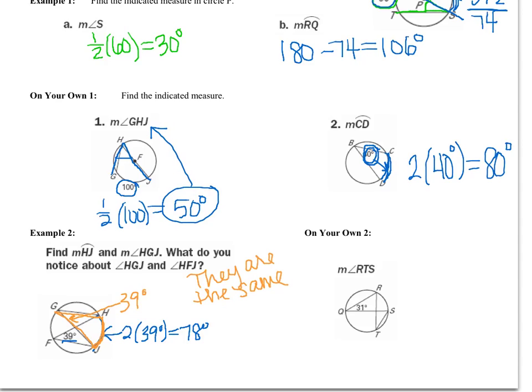So on your own too, again, you should pause it and try that one. Okay, it wants the measure of angle RTS. So RTS is going to be right here, and it intercepts this arc, and this angle intercepts the same arc. So angle RTS has to be 31 degrees as well. They have to be the same thing.